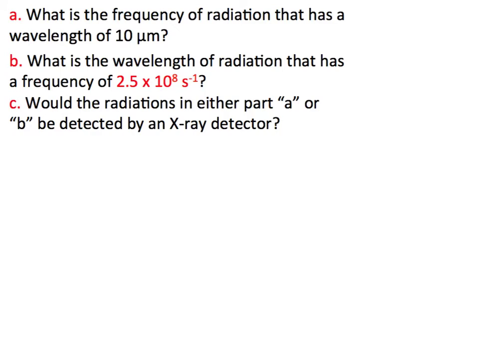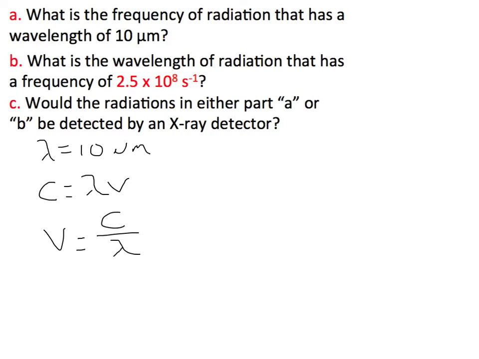Alright, this is practice problem 6.1, and there's three parts to this. First is, what is the frequency of radiation that has a wavelength of 10 micrometers? Okay, so we have a wavelength equal to 10 microns, 10 micrometers, and we know that c is equal to lambda times frequency, so the frequency is equal to c divided by lambda, the wavelength.